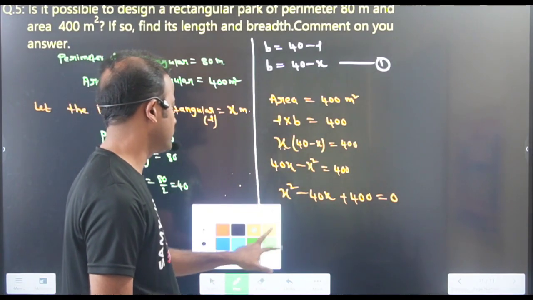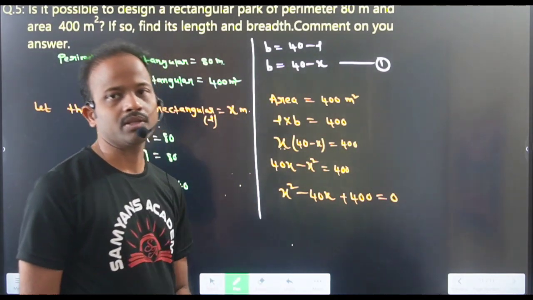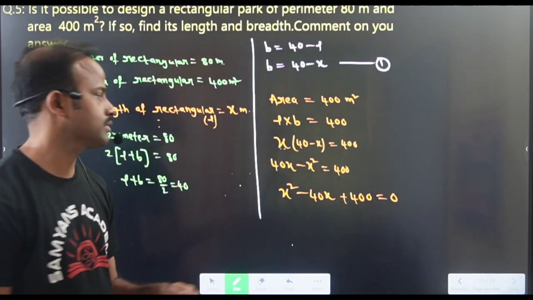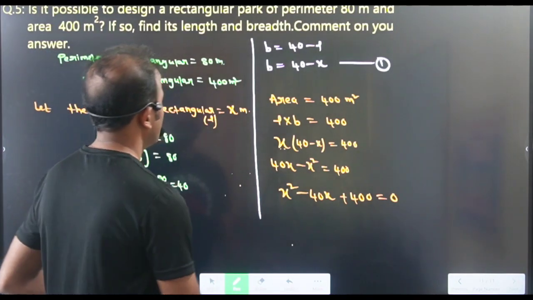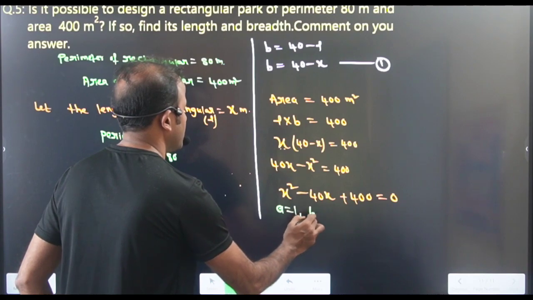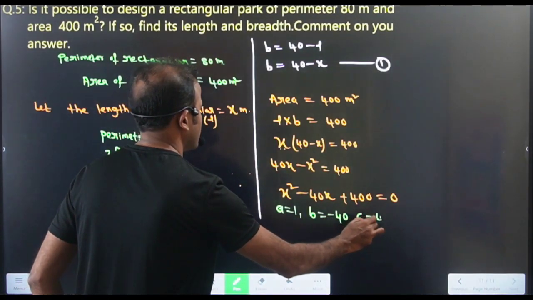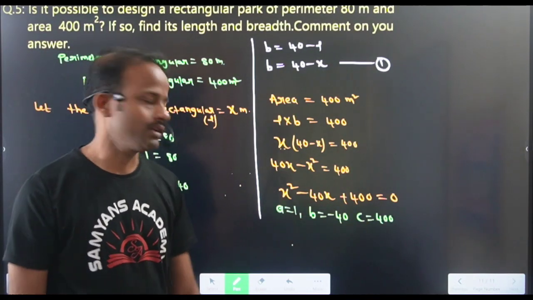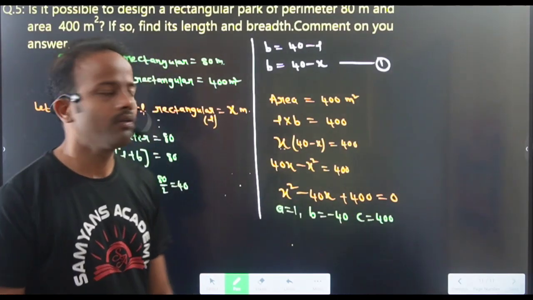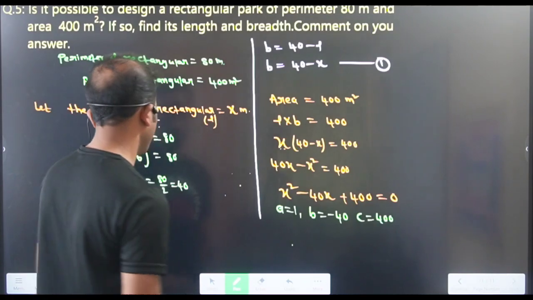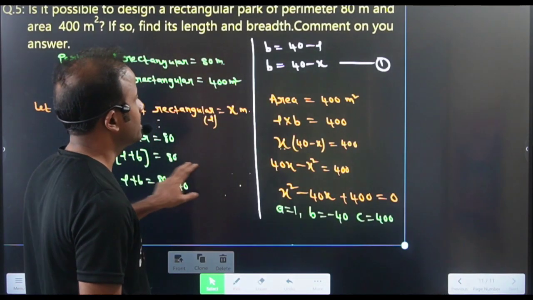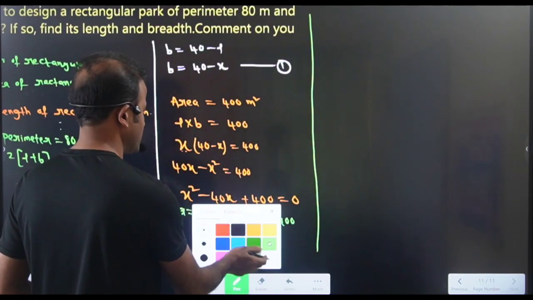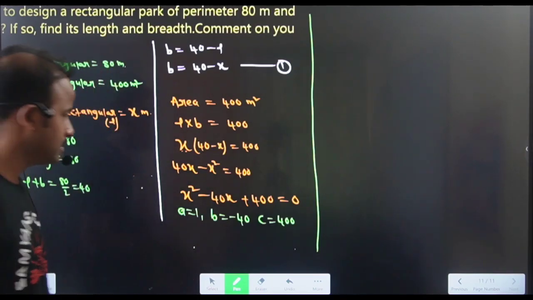ఓకే, సో నౌ ఇట్ ఇన్ ద ఫార్మ్ ఆఫ్ ax square plus bx plus c equal to 0, where a value is 1, b value is minus 40, c value is 400. సో అలా తీసుకొని b square minus 4ac వాల్యూ ఫైండ్ అవుట్ చేయండి. Check the value of the b square minus 4ac. Determinant value we are checking now. If determinant value is positive, the roots exist and the given situation is also possible.